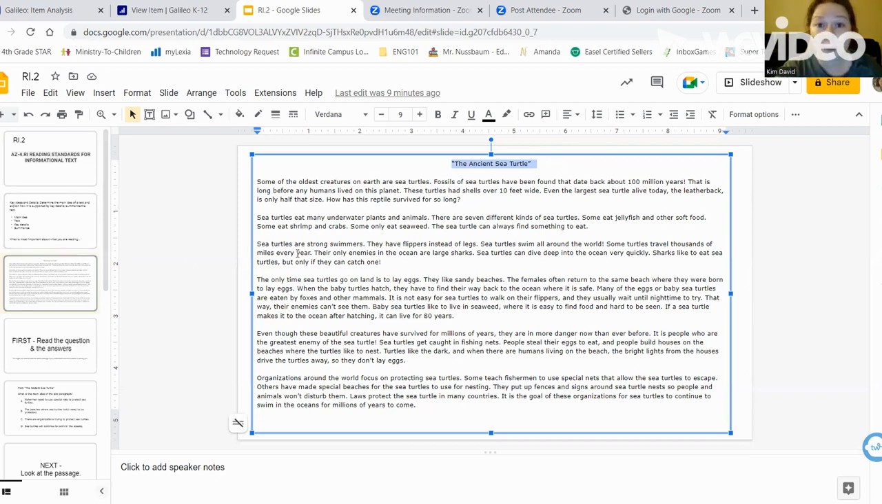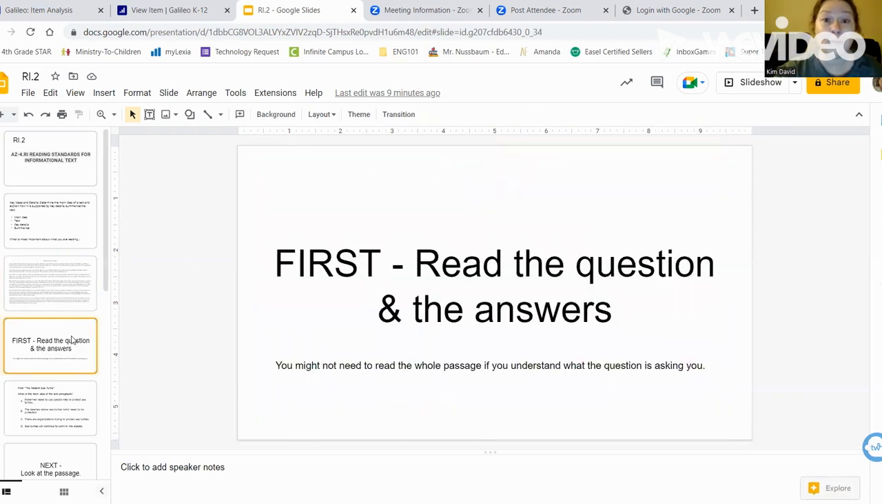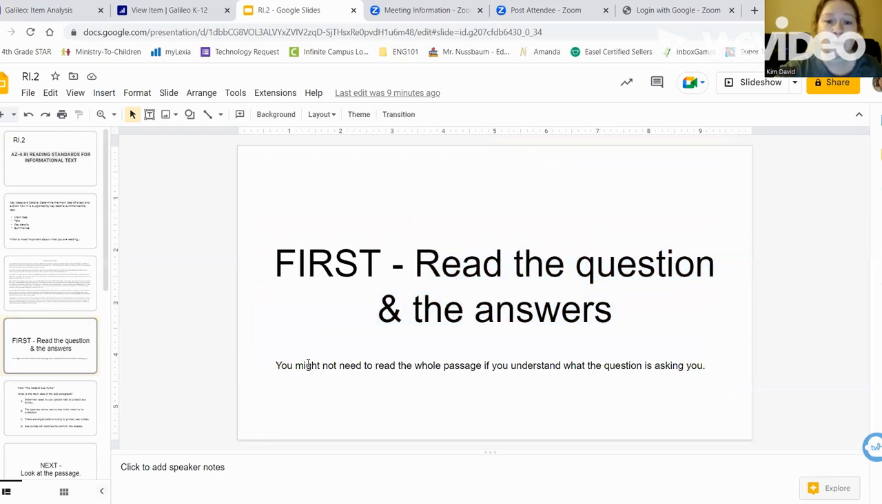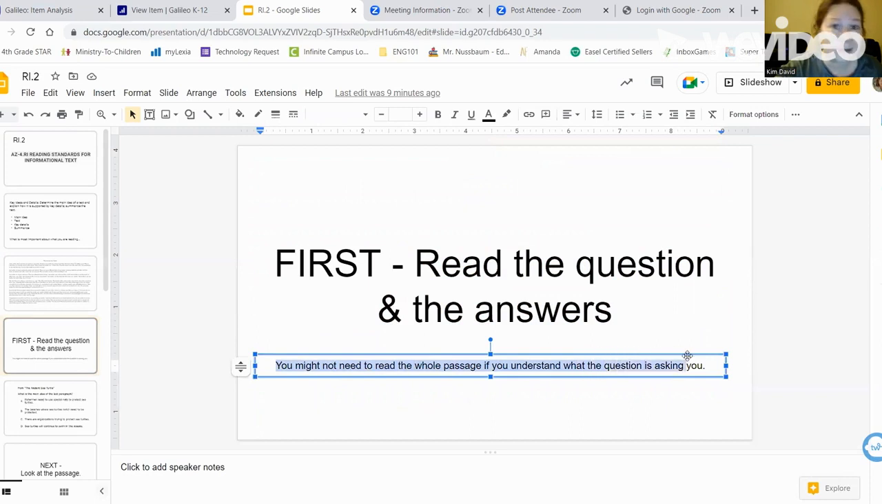Now, you don't have to read this passage first, because the first thing I want you to always do in every single one of our Galileo quizzes or passages, texts that I give you where you have to answer questions, is read the question and answers first. This is going to tell you, hey, you might not need to read the whole passage if you understand what the question is asking you.